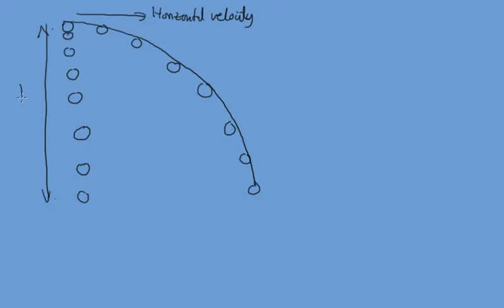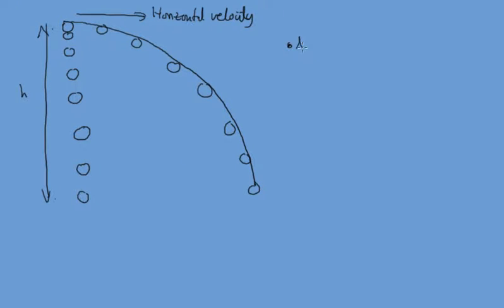If we were to take pictures of them snapping away, we would find that the time taken for this ball just to drop through the height is the same time that it takes for this ball, regardless of its velocity. Sorry, it's not vertical, it's horizontal. This horizontal velocity, regardless of its horizontal velocity, it will take the same time to drop this height as the ball that's just released and just falls straight down.